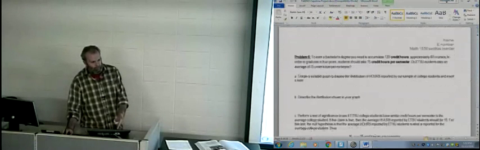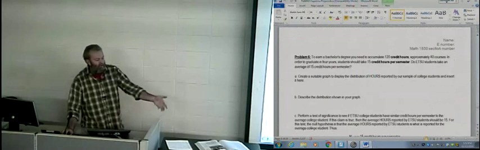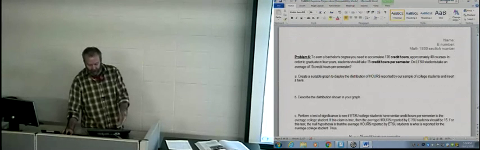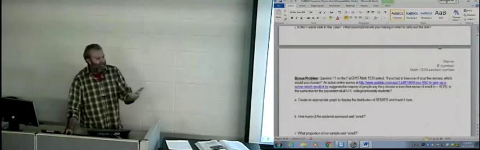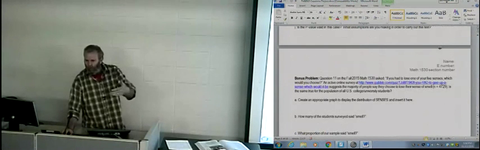That brings us to problem 6. We can't do that yet. Right, we need some more of this inference to be able to do that. When we can do this, I'll come back and tell you. And then the only other thing you got left is the bonus problem. And I need some more inference to be able to do that. When we can do it, I'll tell you.